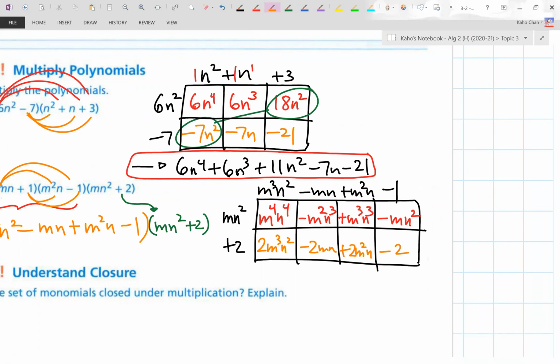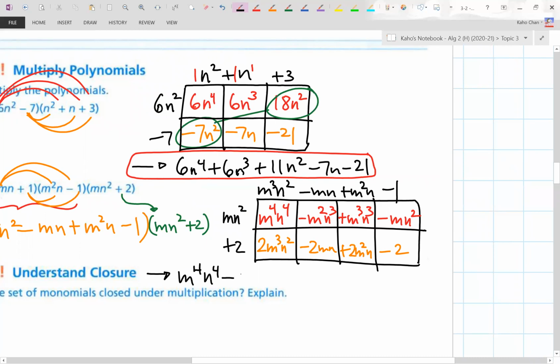What? You're kidding me. None of these have the same combination of variables. That's your whole answer right there. Ugly. The order is a little messy, isn't it?